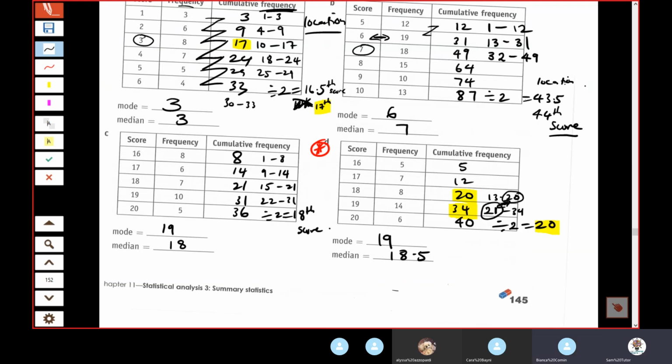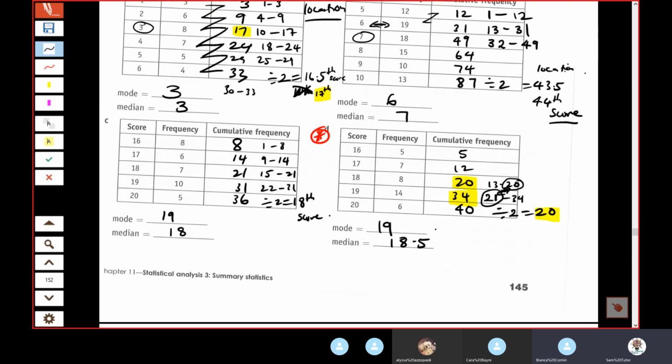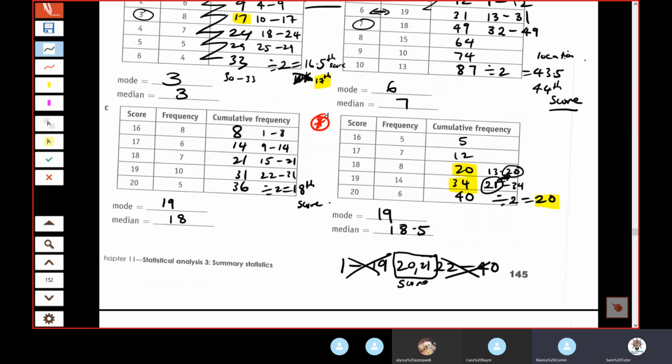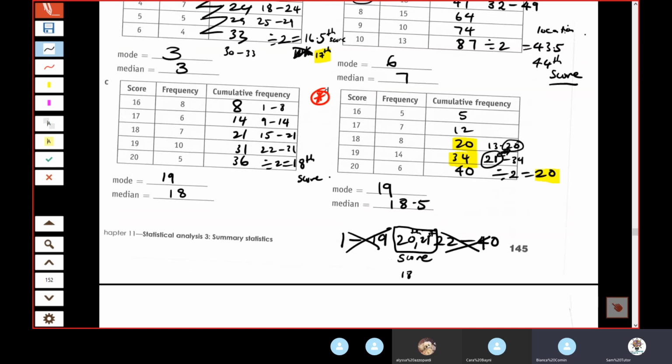So in other words, if I was to draw this up without drawing it up, there's 40 numbers. So imagine 1 to 19 is somewhere here. 22 to 40 are here. You would have crossed out all of this, all of that. You would have been left with the 20th and 21st score, which would be 18 and 19. And then the idea is you would have added 18 plus 19 and then divided by 2. And that's what you've got to do here.